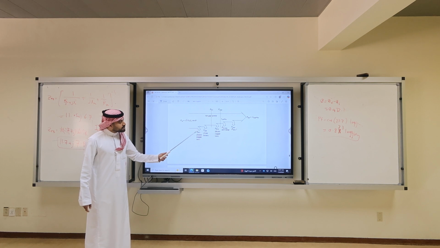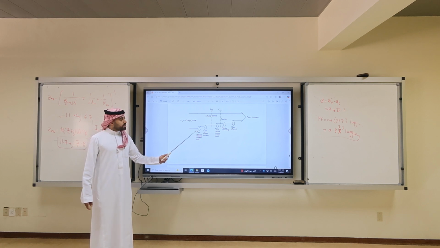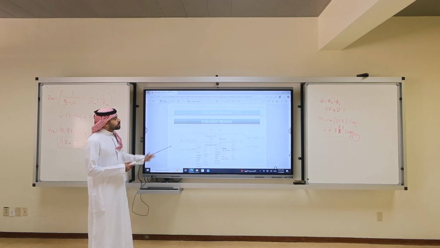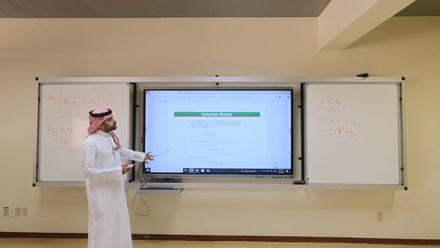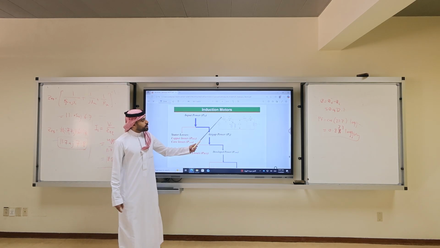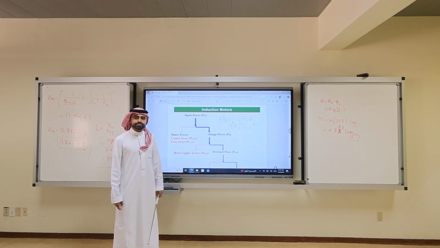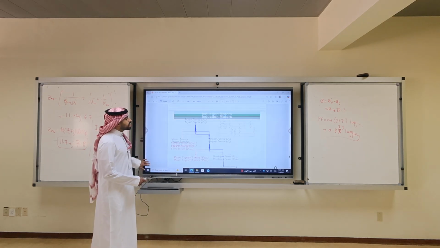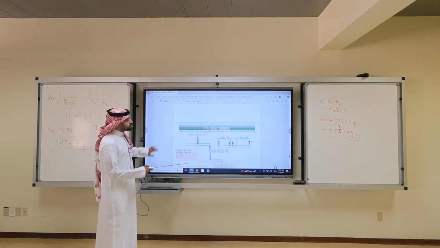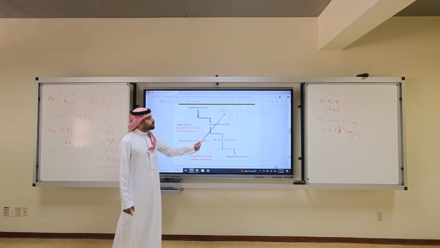The first losses is PSCL, stator copper losses. Where do you think is the stator copper losses? The left side, here. The second losses is core losses. Where do you think the core losses are? Here.